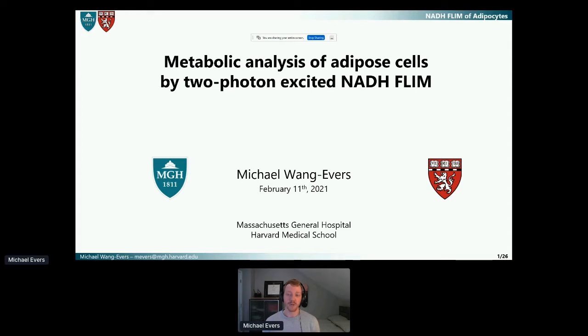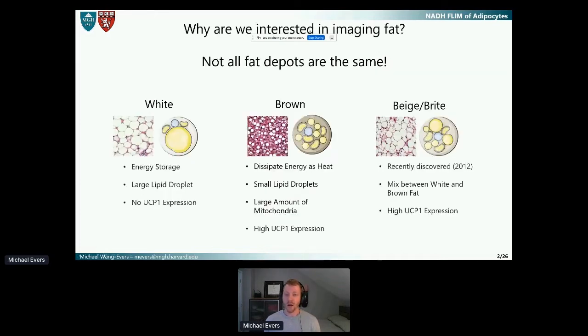So I would like to start with my title. We're looking at adipocytes, and we are using two-photon excited NADH FLIM. So why are we interested in, let me get my little pointer here. Why are we interested in fat at all? Why do we want to look at fat?